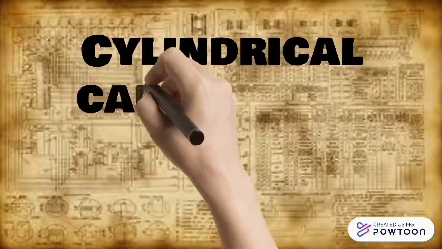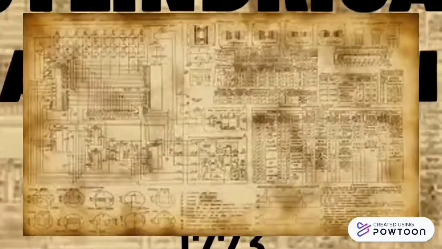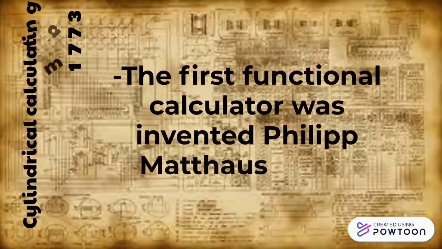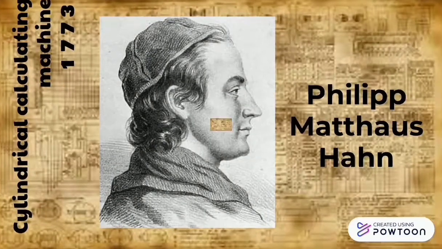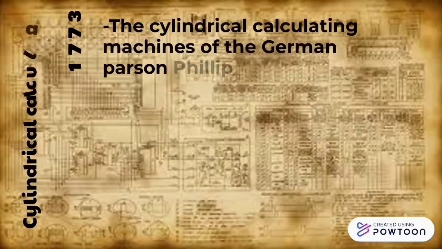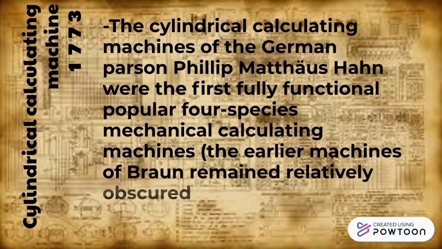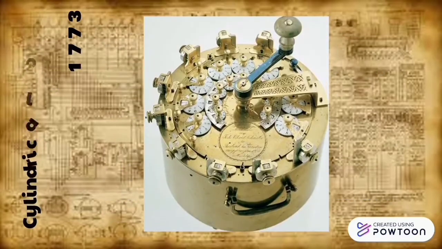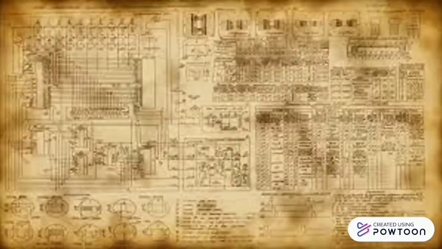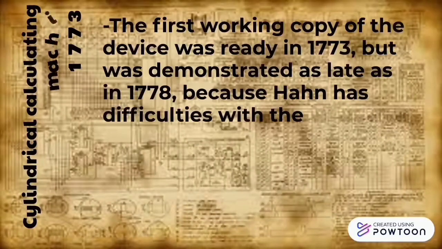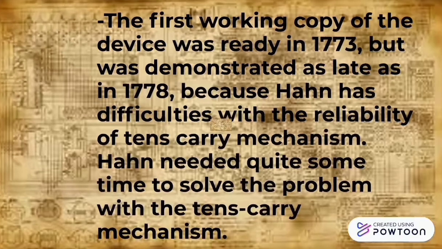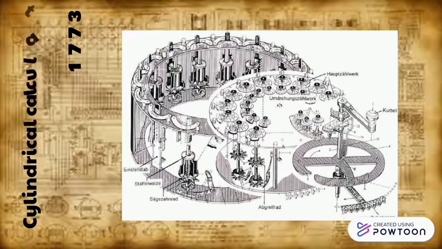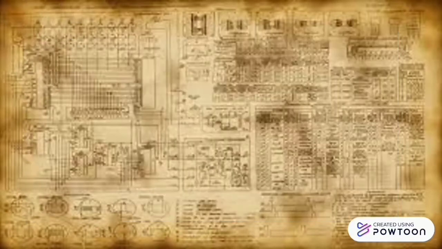In 1773, the first functional calculator was invented. The cylindrical calculating machines of the German parson Philipp Matthäus Hahn were the first fully functional popular 4-species mechanical calculating machines. The first working copy of the device was ready in 1773, but was demonstrated as late as 1778 because Hahn had difficulties with the reliability of the 10-square mechanism.